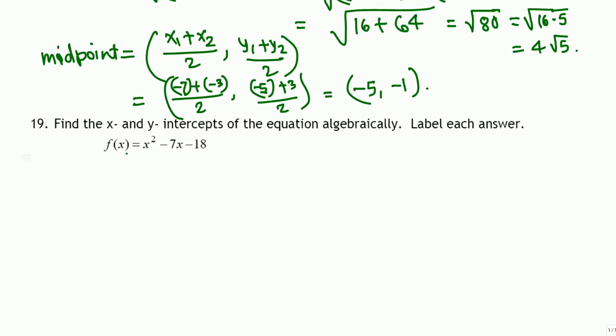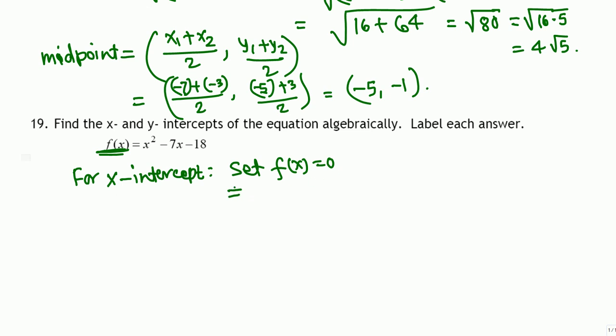Number 19, find the x and y intercepts of the equation. So for the x intercept, what we do, we set the corresponding y equals 0. f(x) is the same as y, so we set that equal to 0. That implies 0 equals x squared minus 7x minus 18. Now we need to solve this quadratic equation.